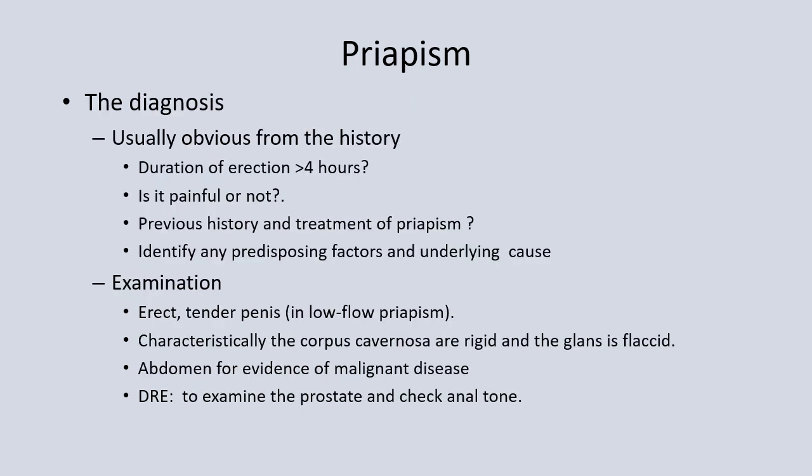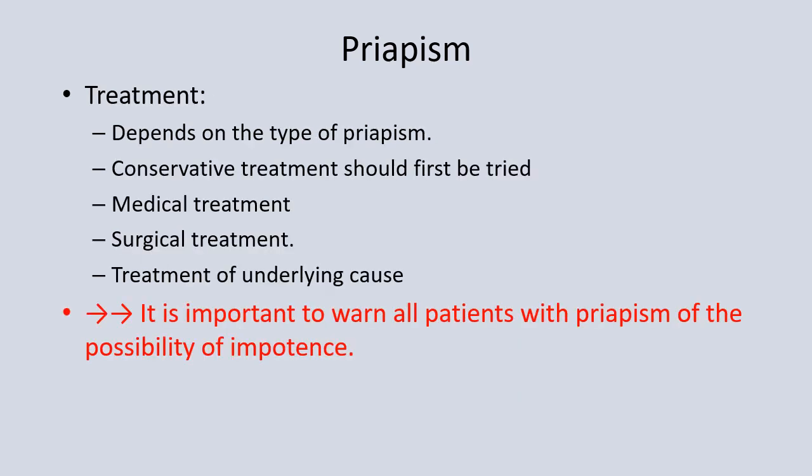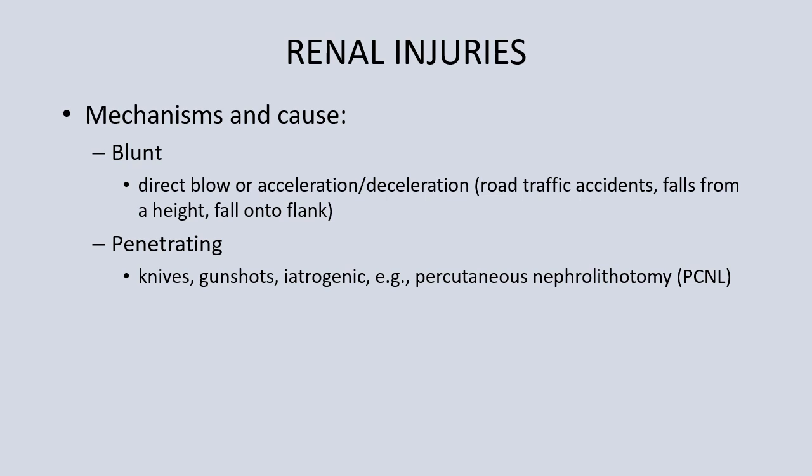So to diagnose priapism, you just really need your eyes. It's pretty obvious. You can do H&P. You're also going to want to pull a Nick and get that DRE. Now, treatment of priapism is dependent on the type. It can be either medical or surgical, and its treatment also depends on the underlying cause of priapism. And then, of note, it is very important to warn these patients that there is a possibility of impotence due to this condition.